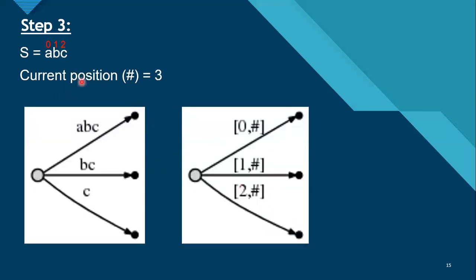Step 3, our current position is 3. We are processing the character C. Same thing, we start by appending this new character C to all of our existing edges. And then we insert a new edge with the character C. And similarly, this is just the compressed representation of the same thing.